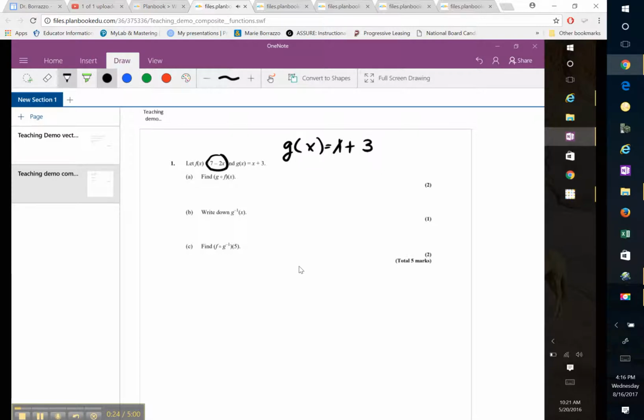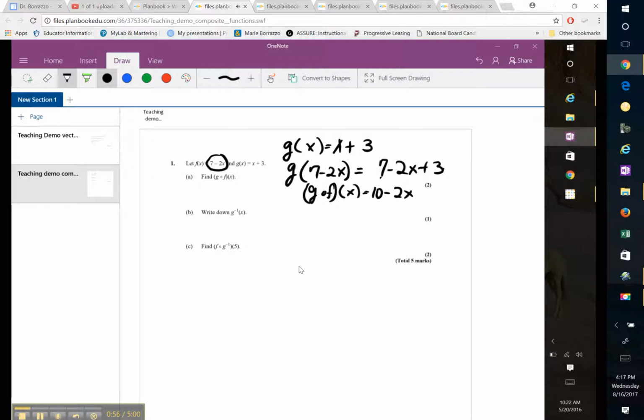So in this case, f of x happens to have a value of 7 minus 2x. So this will become g of 7 minus 2x is equal to 7 minus 2x plus 3. Alright, and so obviously 7 plus 3 gives us 10. So we end up with a value for g of f of x equal to 10 minus 2x.